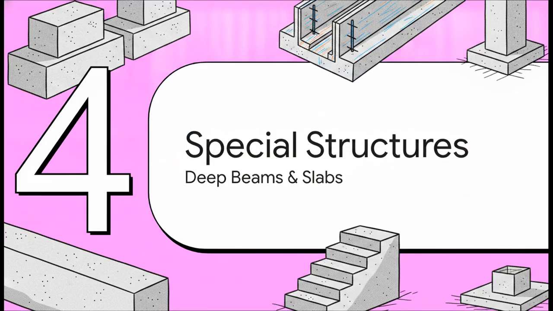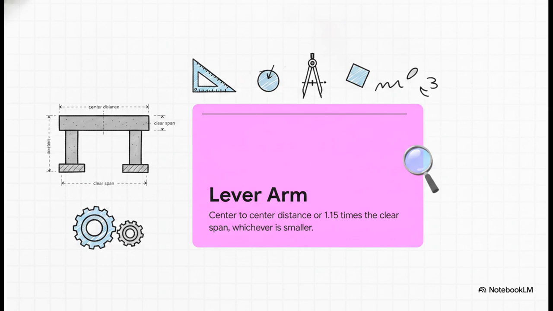Next up, Section 4, Designing Special Structural Members, which covers deep beams, slabs, and footings. The math here gets incredibly specific to guarantee safety. Take calculating the lever arm for a deep beam, for instance. Based on this rule, engineers actually have to calculate 2 different values: the center-to-center distance between the supports, and 1.15 times the clear span between those supports. Then, the code mandates that you use whichever value is smaller. It's a deliberately conservative approach that guarantees your design is always accounting for the absolute worst-case mechanical stress.